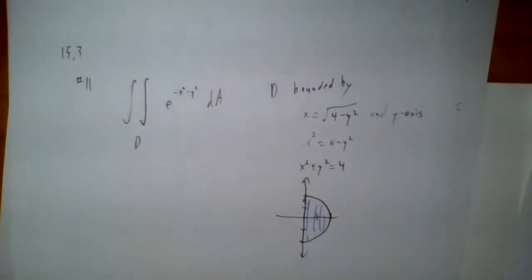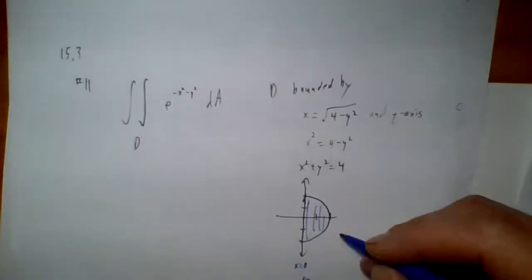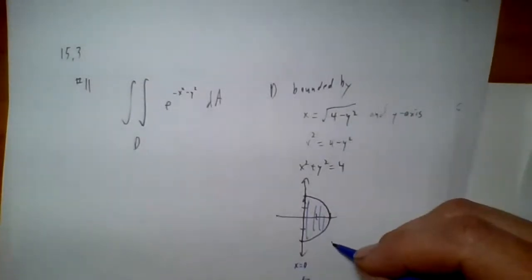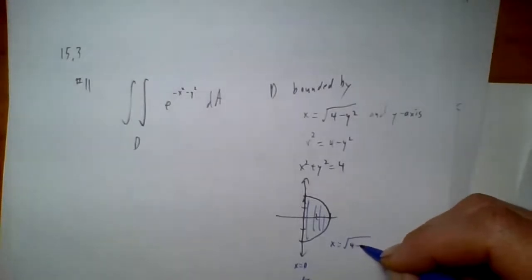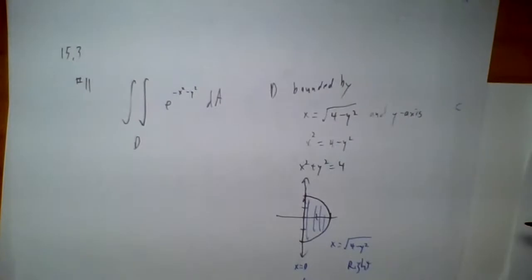You could do top and bottom, but top and bottom are chunks of that circle. So you'd have to go from the circle equation to the minus part of that circle equation, and that would be a pain. This is a lot nicer set up as a left and a right. It's got the y-axis, x equals 0, as the left side, and it's got the semicircle x equals square root of 4 minus y squared as the right side. So it's a good left-right setup from this domain.